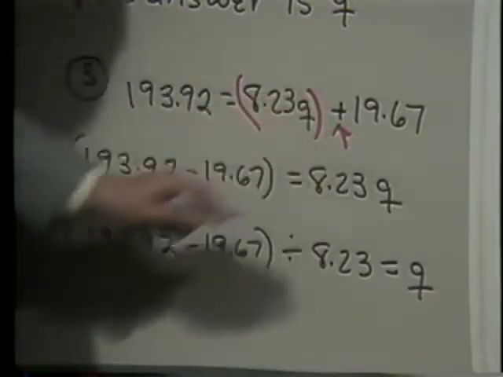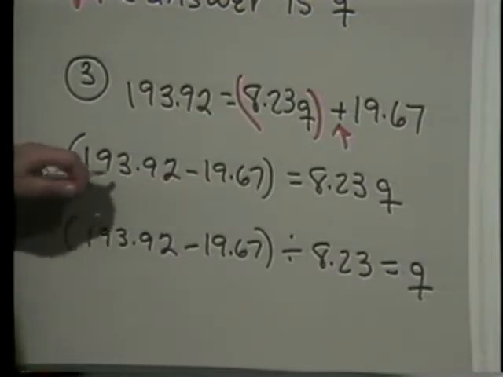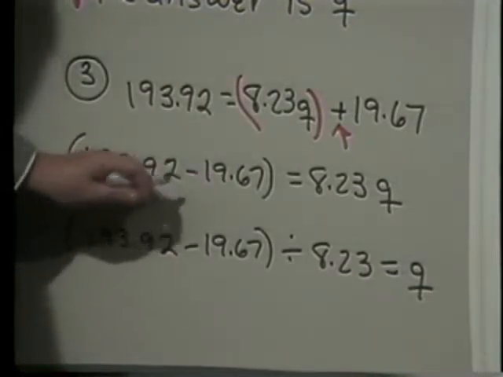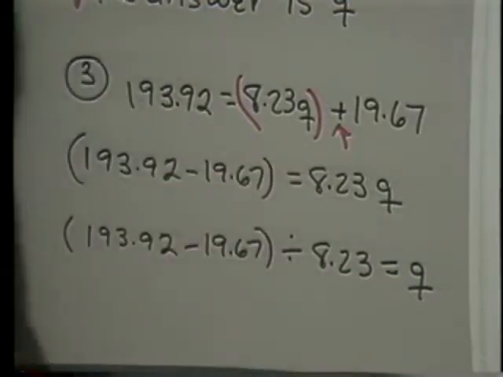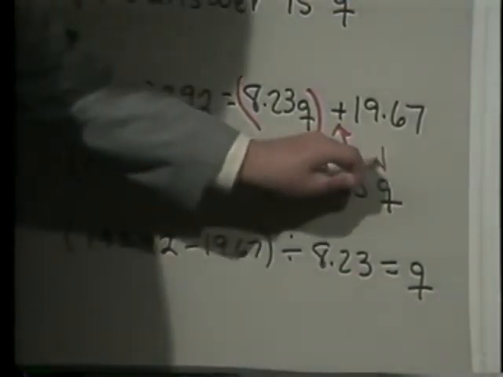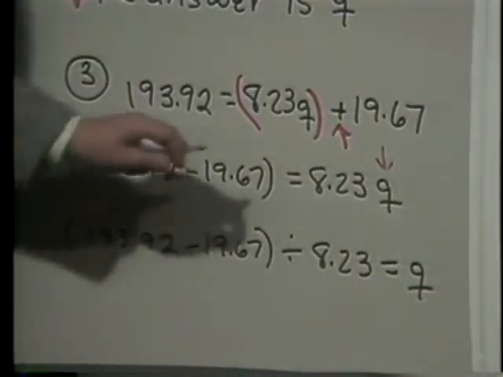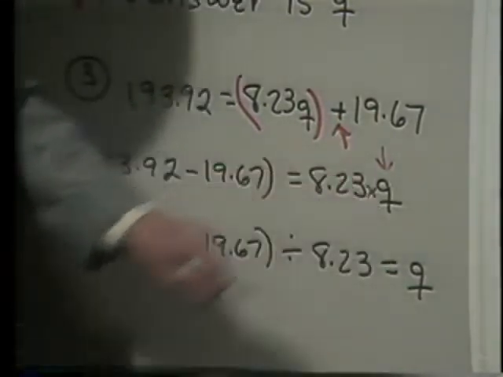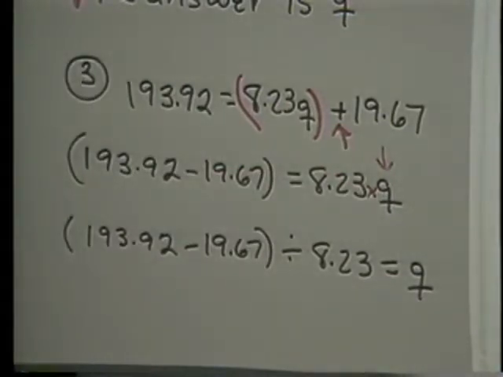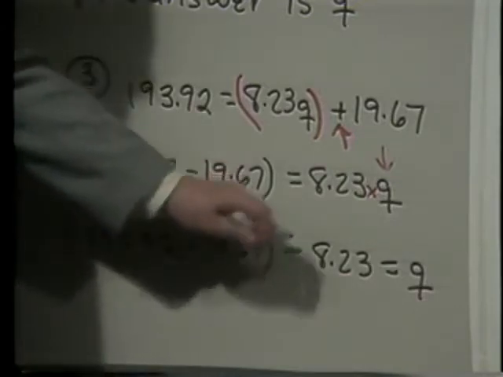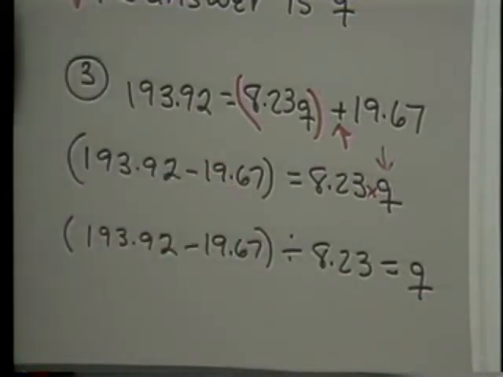So what do I do first? I first subtract the 19.67 from the 193.92. When I do that, the right-hand side still doesn't have Q by itself. Q is being blocked by the 8.23. What's the 8.23 doing? Since there's no arithmetic symbol, it means multiplication. And to get rid of multiplying by 8.23, you're going to have to divide by 8.23.